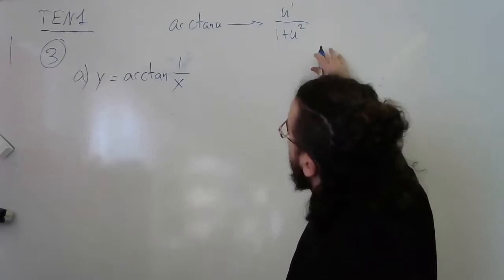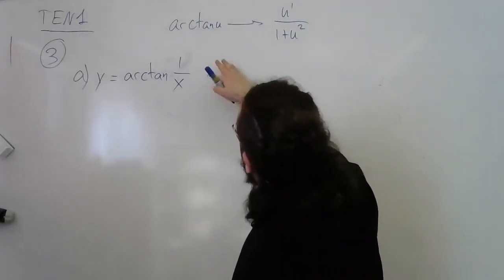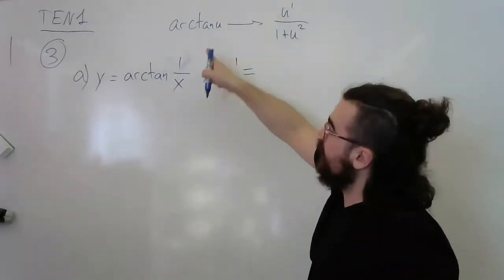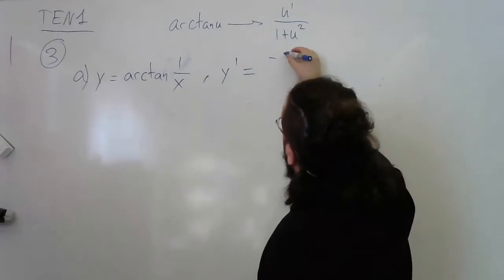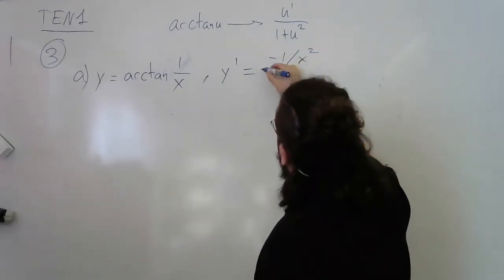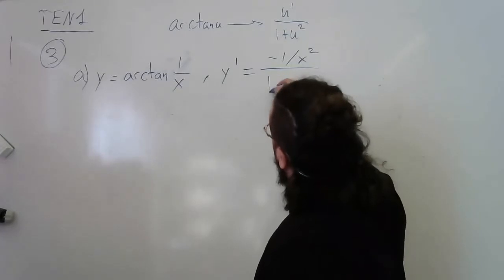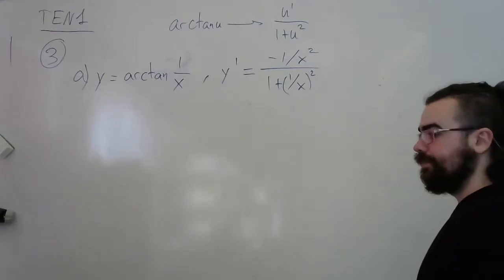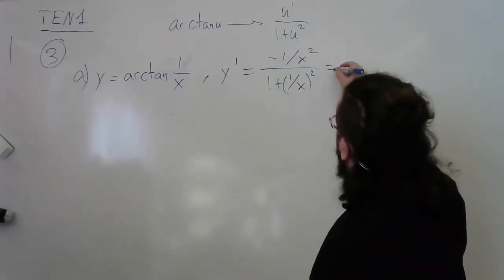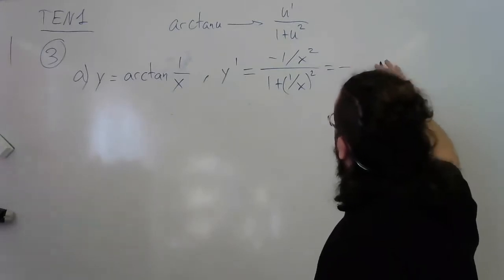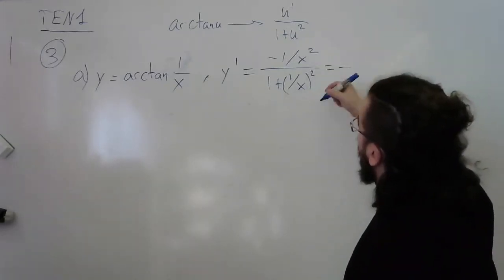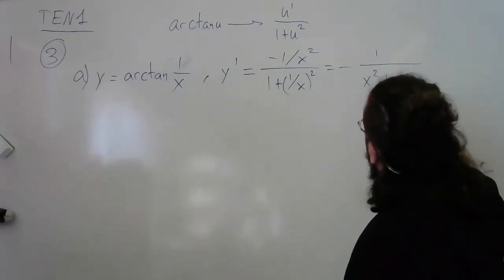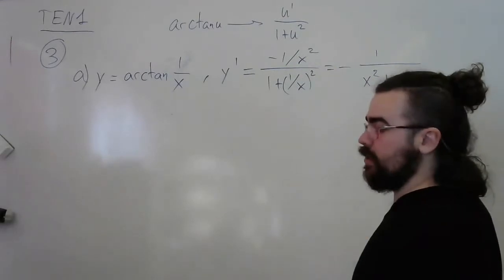So by applying this, the derivative of u, in our case 1 over x, is minus 1 over x squared. And here, 1 plus u squared, which is the thing right here. And now we just figure out a way to put it a bit more nicely. This x squared comes to the denominator, and this becomes x squared plus 1 over x squared times x squared, 1.